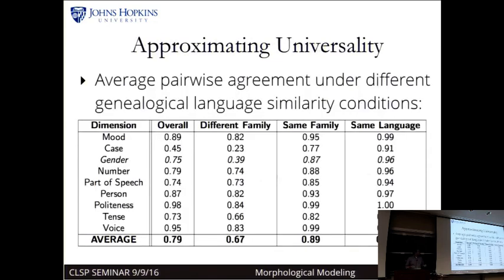So here's some stats about how well that worked out. And these show average pairwise agreement under different genealogical language family similarity conditions. And you can see that it works reasonably well, especially if you're within the same family. It works less well for different families. The same language column represents different translations into the same language. So we would hope there will be good agreement there.